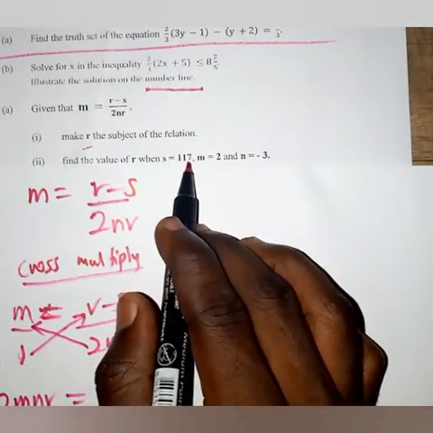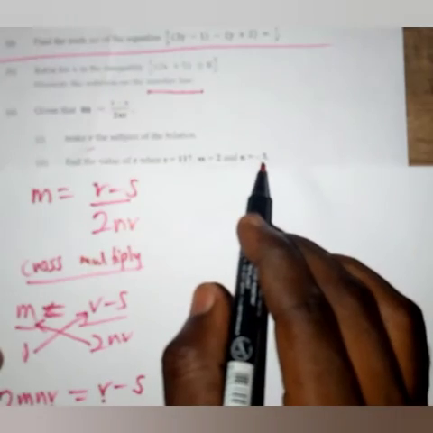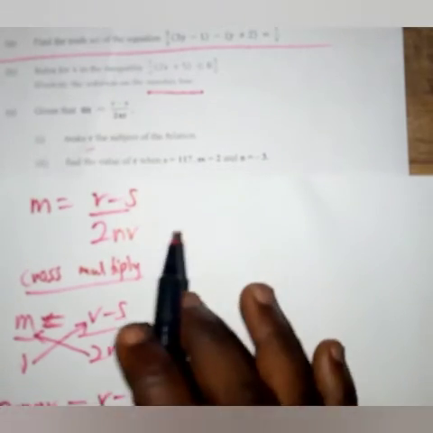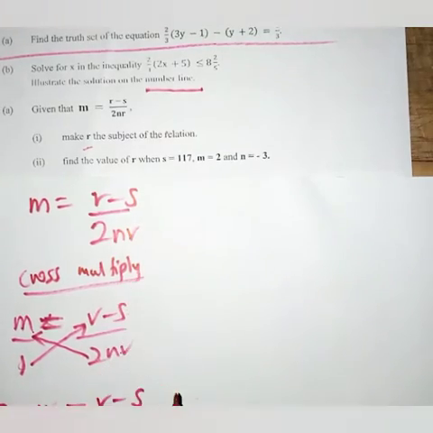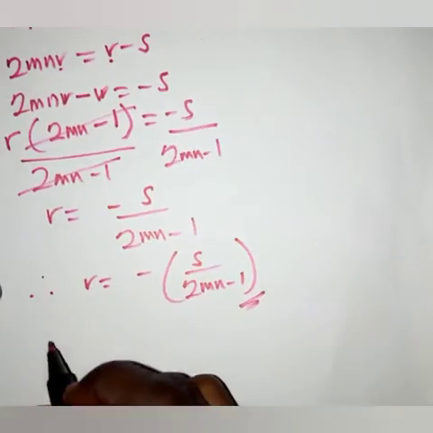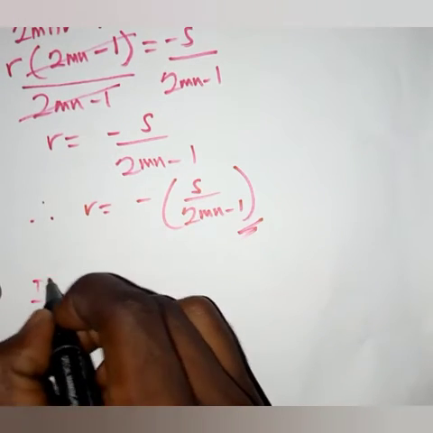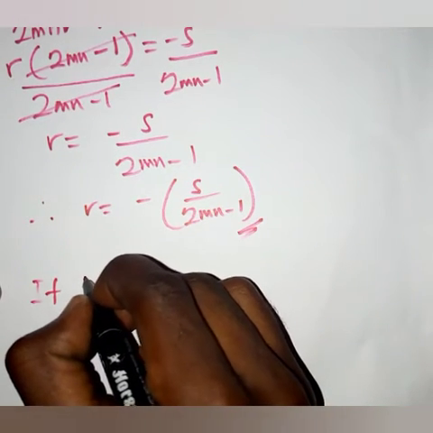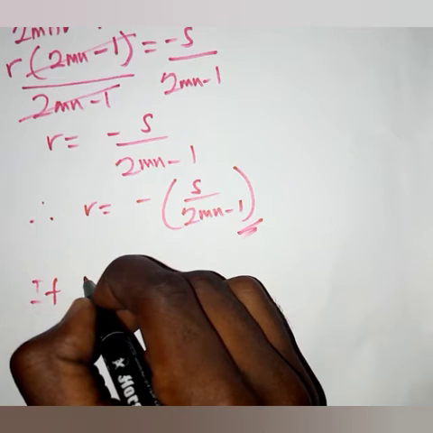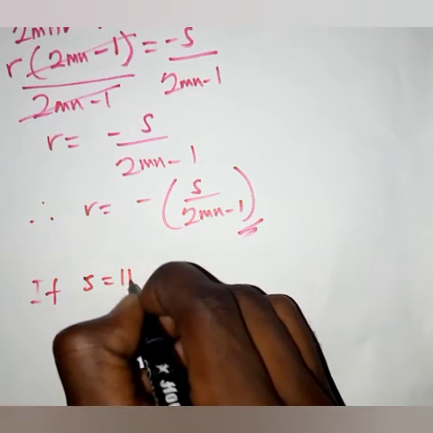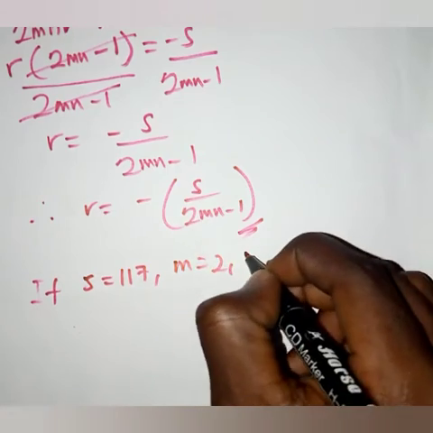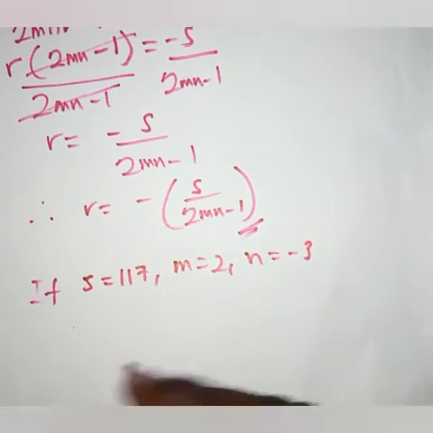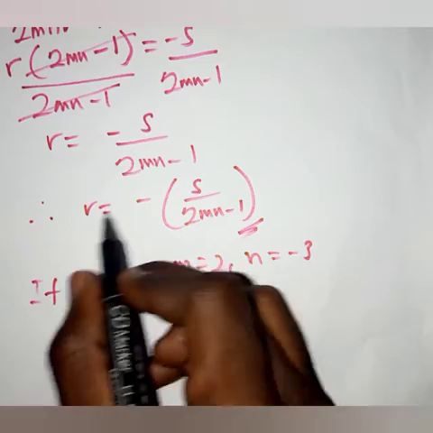Now the question says if x is that, m is that, and n is negative 3, then we should calculate the value of r. So basically, if x is 117, m is 2, and n is negative 3. So if we have this, then what is the value of r?